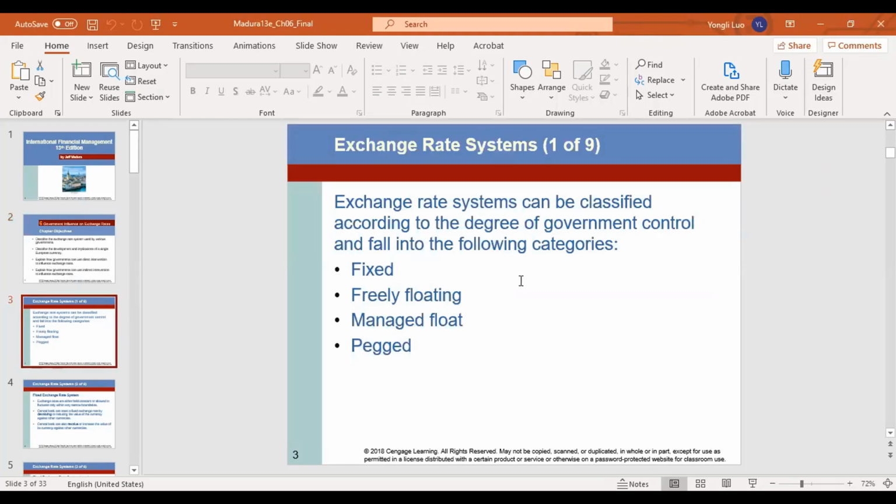Exchange rate systems can be classified according to the degree of government control and fall into the following categories: fixed, freely floating, managed float, and pegged.